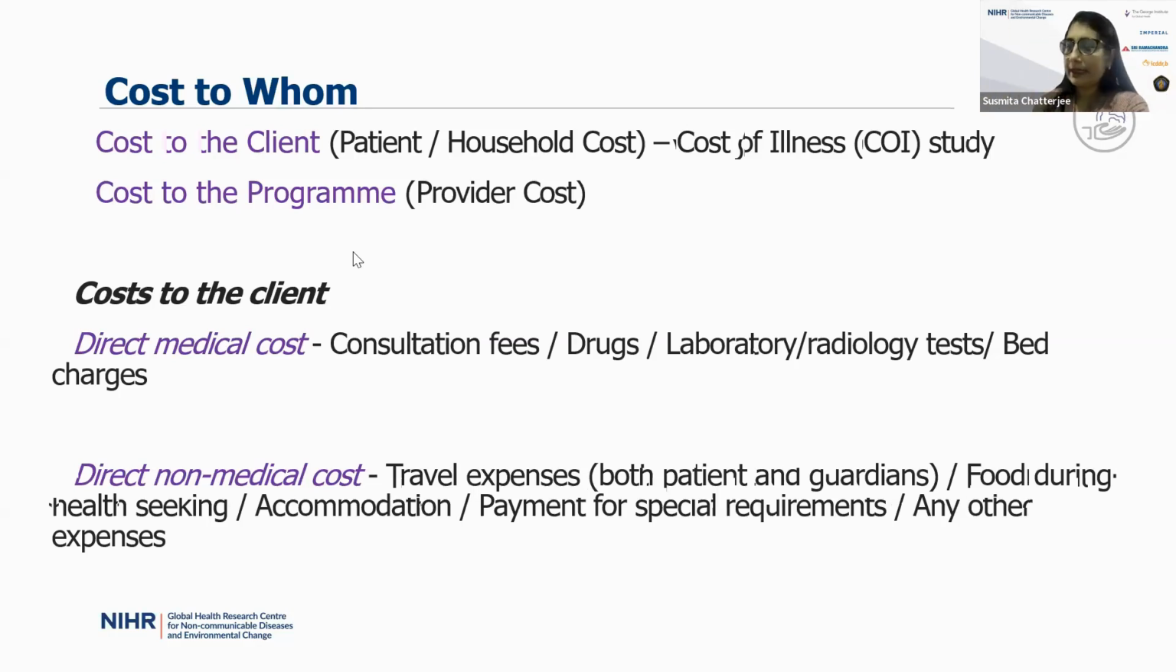Or your family members. Think about any disease and think about where you actually paid. Because in cost of illness studies, one component is the out-of-pocket payment. So where do we generally pay? The out-of-pocket payment can be for a direct medical purpose or a direct non-medical purpose. These are the terms we use.